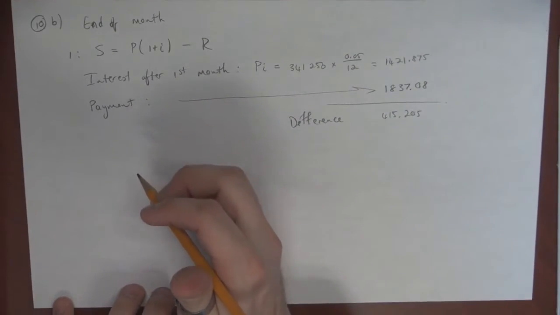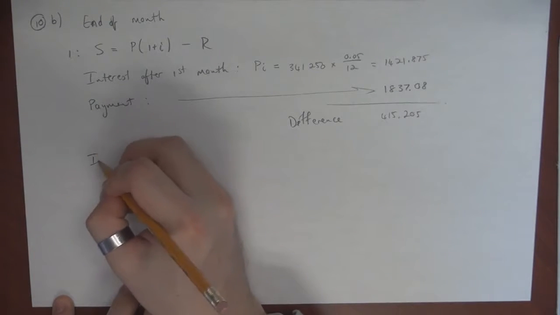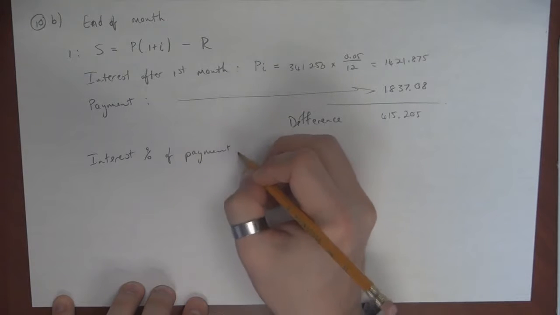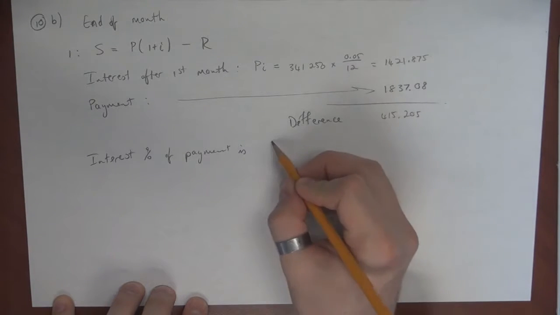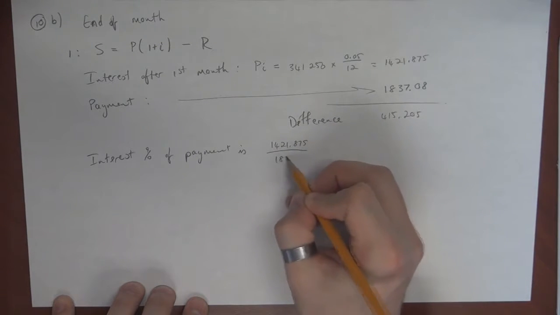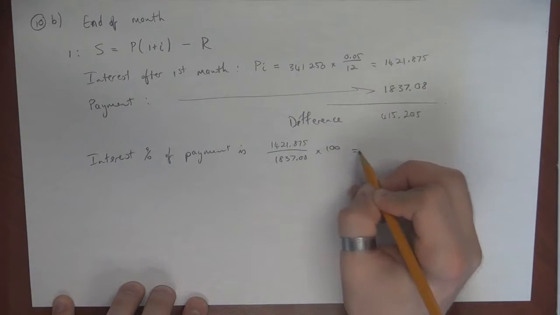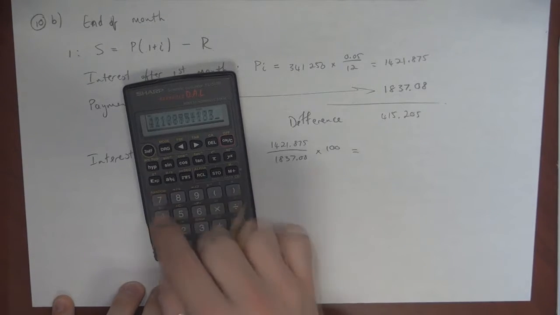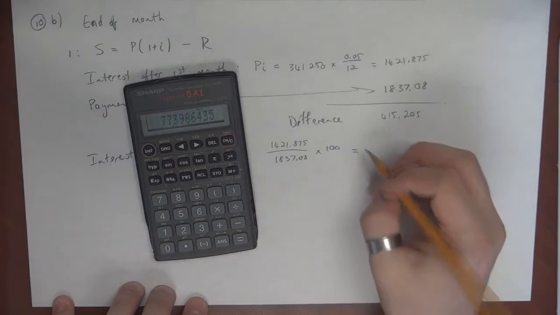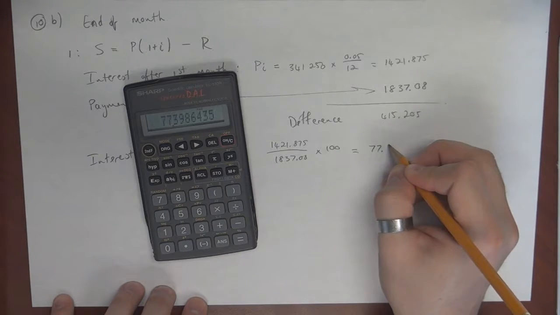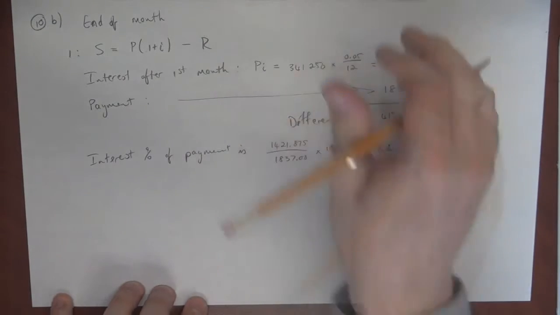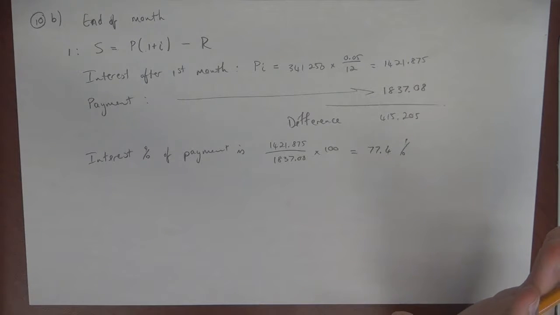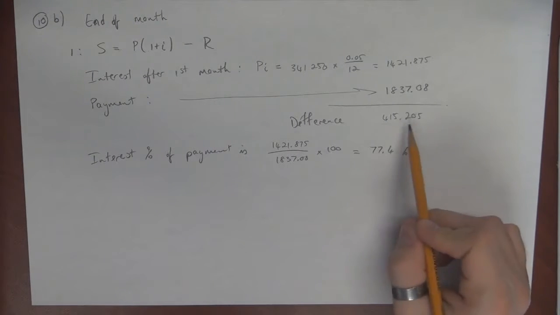My interest as a percentage of my payment is, well, that's my payment, that's my interest, 1421.875 over 1837.08 times 100 equals 1421.875 divided by 1837.08 times 100, 77.4%. So almost 77.5% of my first payment goes poof, interest. And I'm only paying down my loan by this much.